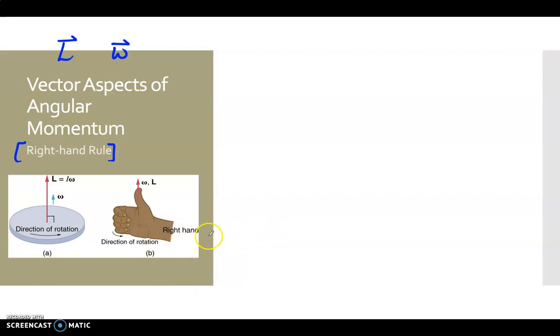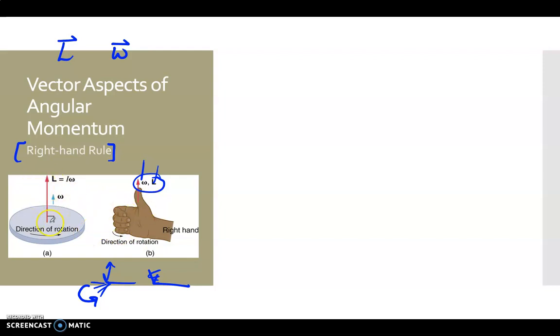Without getting into too much detail, the right-hand rule is super useful for this, so let's go through some examples. If you stick out your right hand straight, with your thumb and your fingers, and you curl your fingers inward, just like this is showing you here, your thumb will point in the direction of your angular velocity as well as your angular momentum, and your fingers are curling in the direction of rotation.